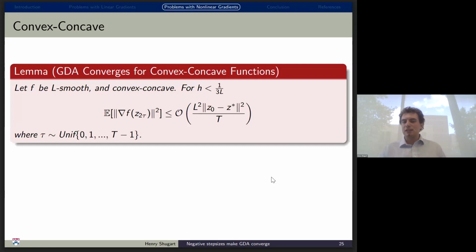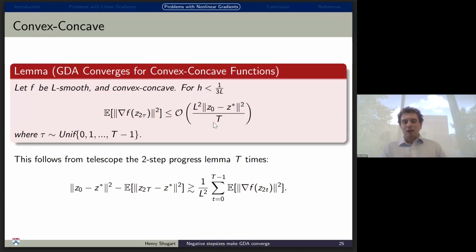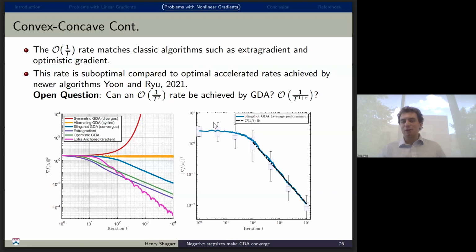And so what does this two-step lemma imply for convex concave functions? It implies that we get convergence. And so that's really the main result for convex concave functions, is that, don't worry about the rate, we have convergence for the first time of GDA using only step sizes. And in fact, we do get a 1/t rate in the gradient norm squared. And the proof of this follows from just telescoping that two-step lemma that I showed you t times. And so the 1/t rate nicely matches classic algorithms such as extra gradient and optimistic gradient.